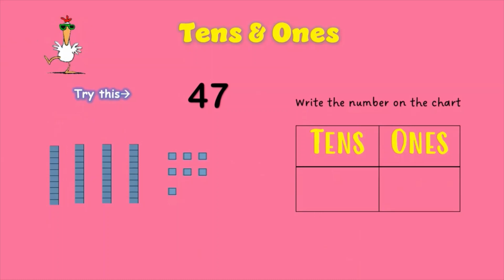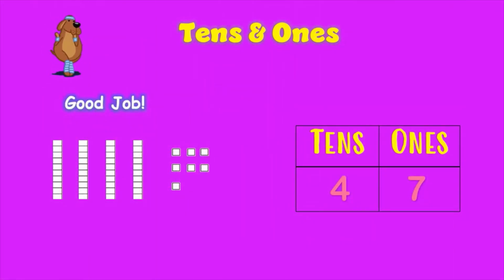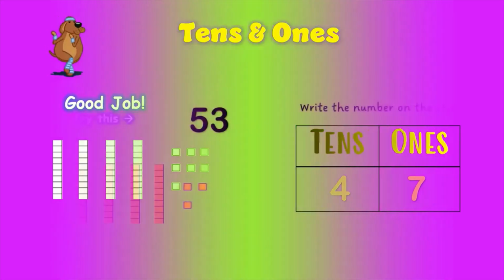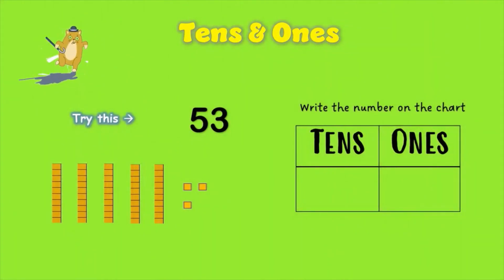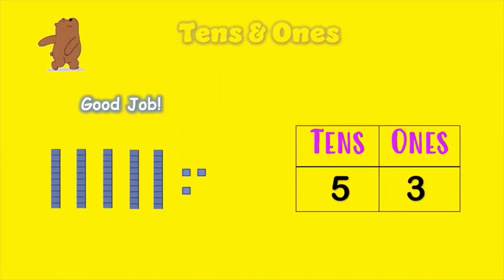Write 47 on the chart. Is 4 tens and 7 ones. Write 53 on the chart. 53 is 5 tens and 3 ones.